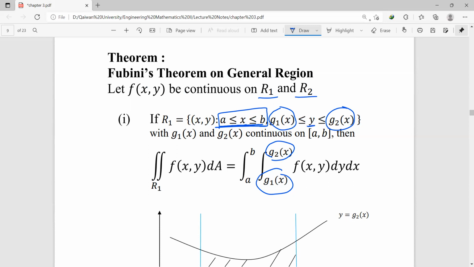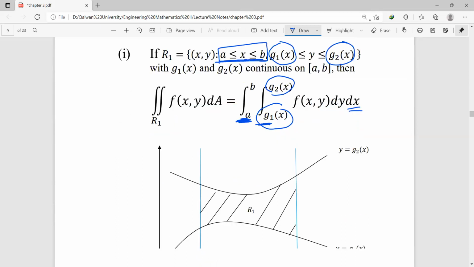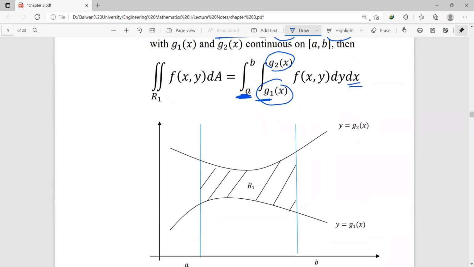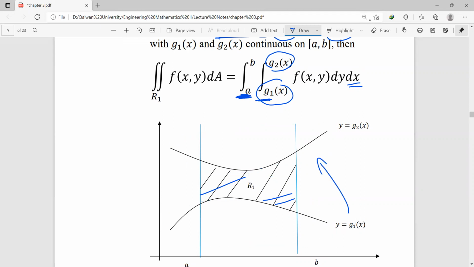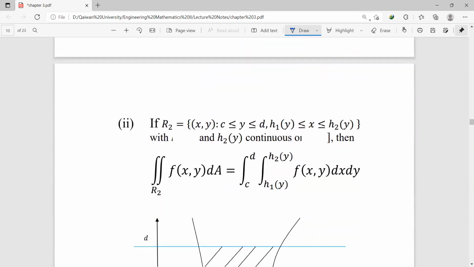Okay, and the second is with respect to x because it's constants. This one is for the second integration, but this one is for the first one. As you see, that's the origin. We have these two functions. y is from g1 to g2, and x is from a to b. So that's this region. We are going to work on this region.